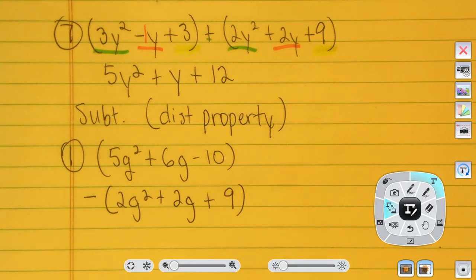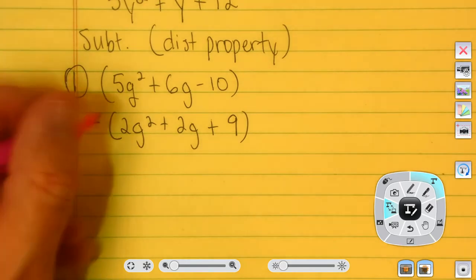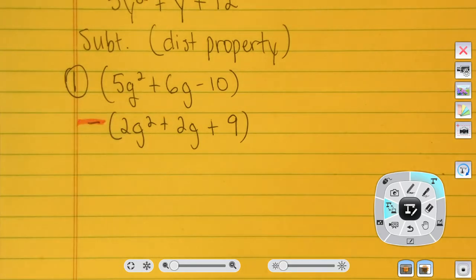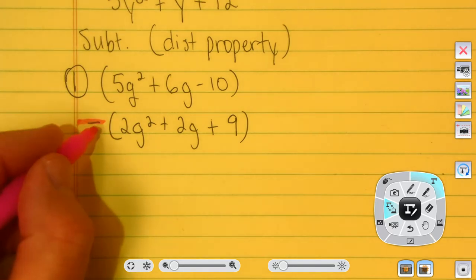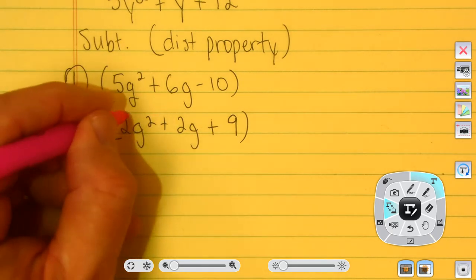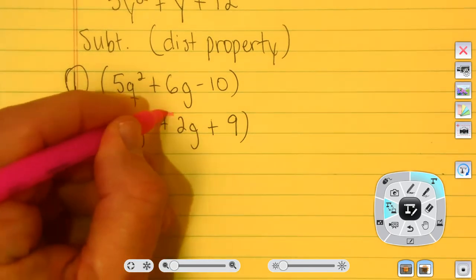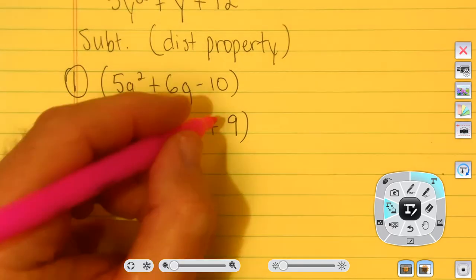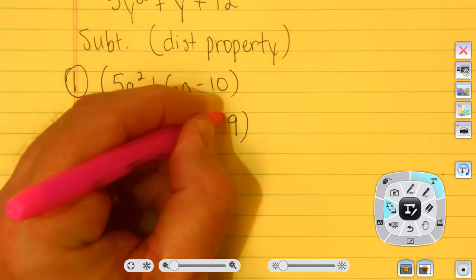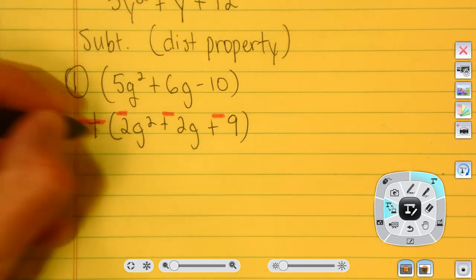Now, this is the key. This is very important. When I go to subtract, actually all I'm going to do is add the opposite. Remember how we distributed? This negative sign has to be distributed through the parentheses. So a positive 2g squared will become a negative 2g squared. And a positive 2g will become a negative 2g. And a positive 9 will become a negative 9. I have to do that to every term in the polynomial. And so I'll make this an addition problem.